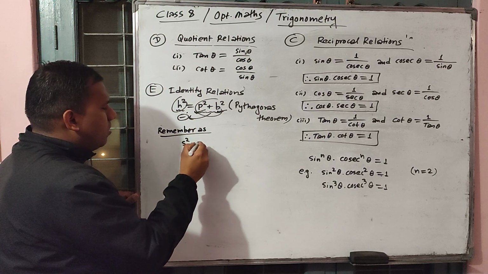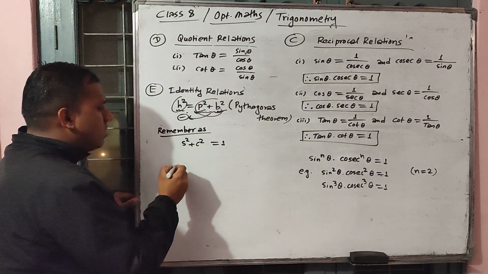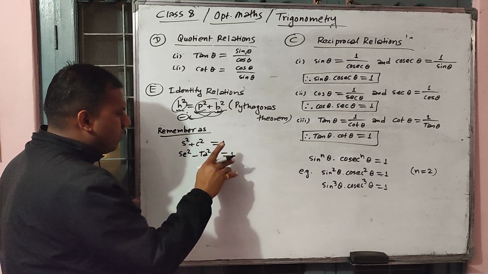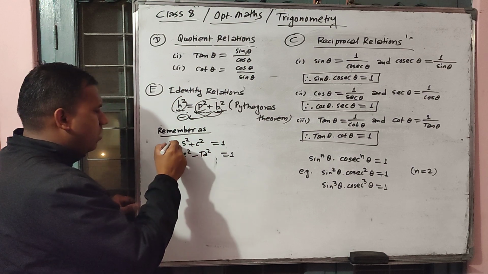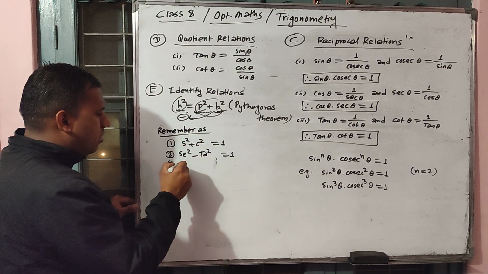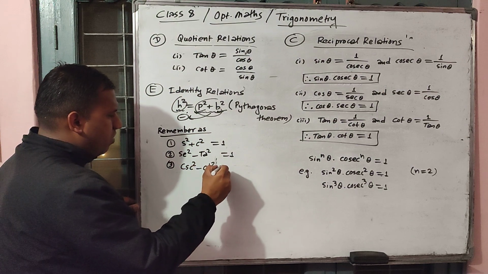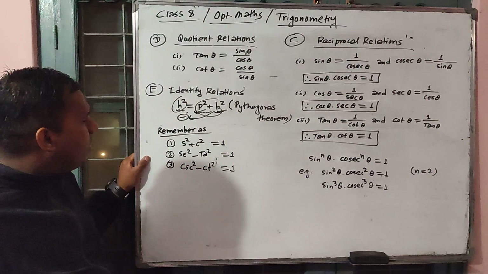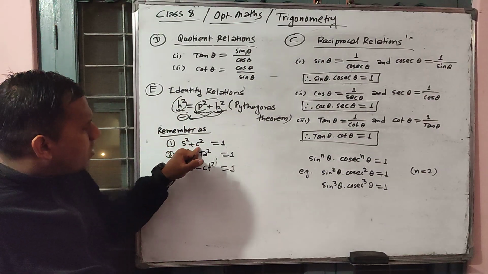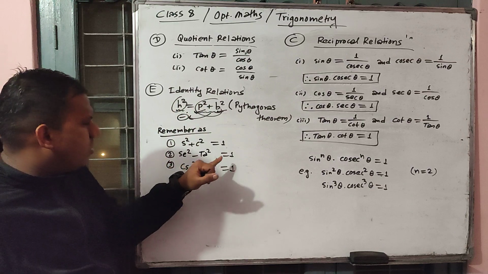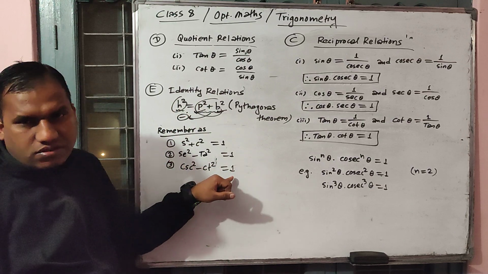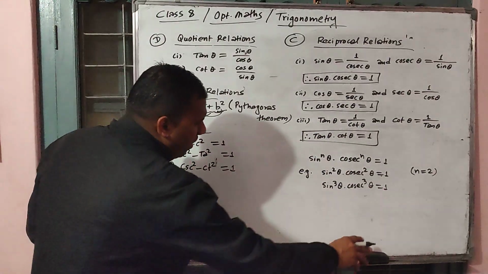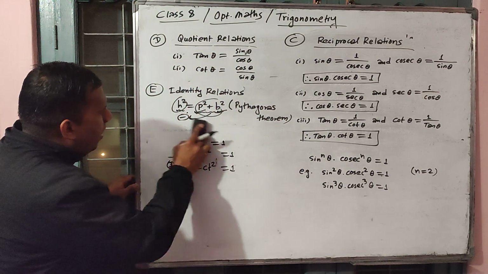First, sine square plus cos square equal to 1. Second, sec square minus tan square equal to 1. And third is cosec square minus cot square equal to 1. Okay, these are three identity relations. In the first, the middle sign is positive. In the second and third, the sign is negative. In this way, we can remember the identity relations.